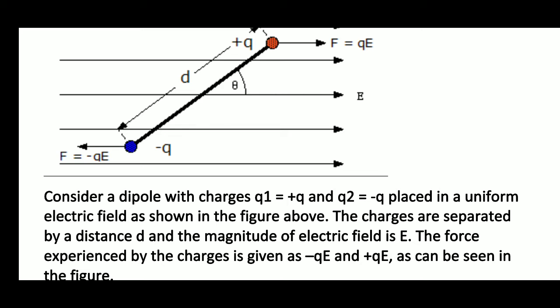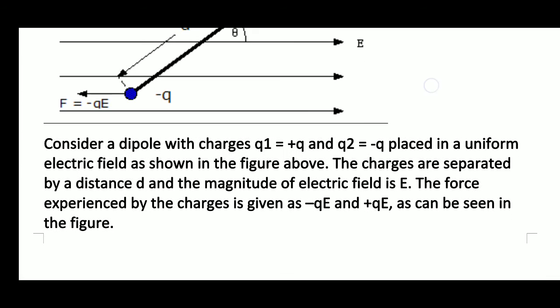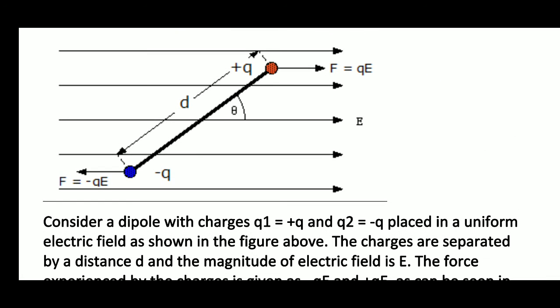The charges are separated by a distance d and the magnitude of the electric field is E, which is the external electric field. The forces experienced by the charges are minus qE and plus qE, because F is equal to qE, as can be seen in the figure. So you can see that the plus q charge will experience a force F equal to qE, and the minus q charge will experience a force minus qE.